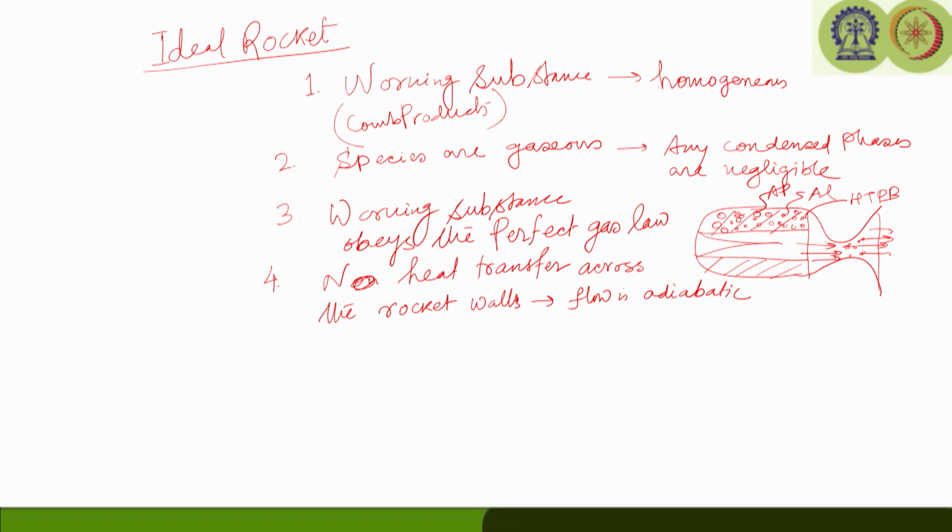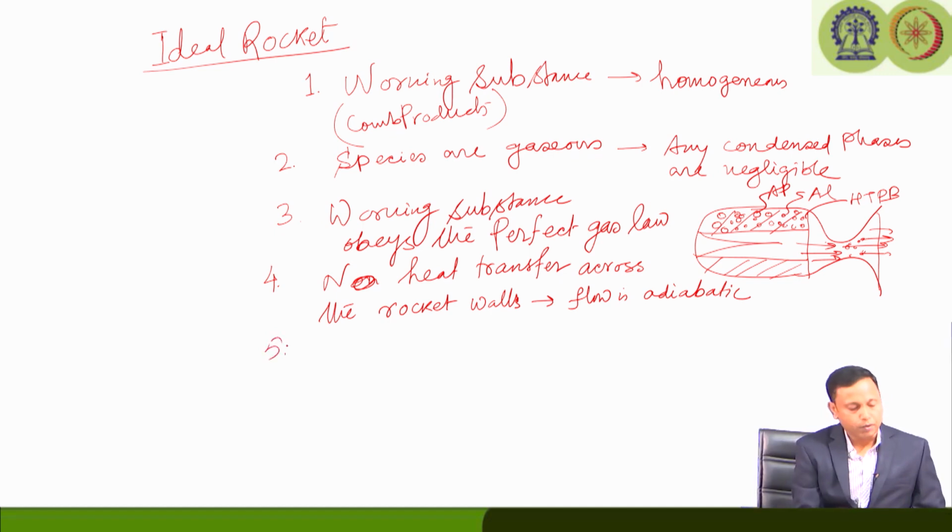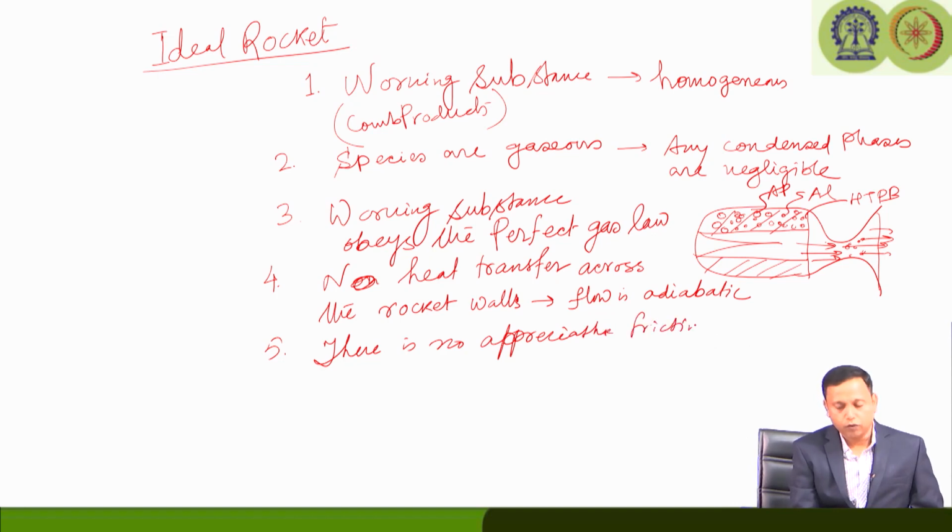I think many of the assumptions you have already learned during the aerodynamic course, if you have taken, like while considering the isentropic flow through nozzle, some of the assumptions we have already learned there, but I just want to repeat those just to start the course with a background that we are already familiar with these things. The fifth assumption is there is no appreciable friction, and of course, no boundary layer effects.